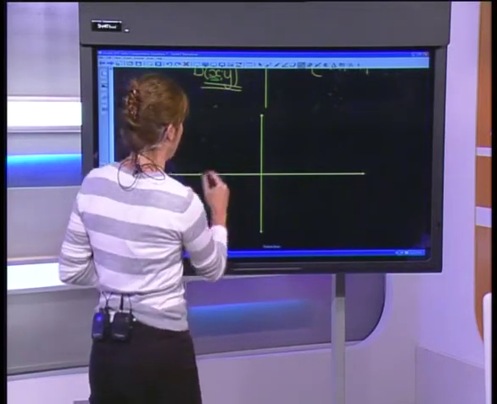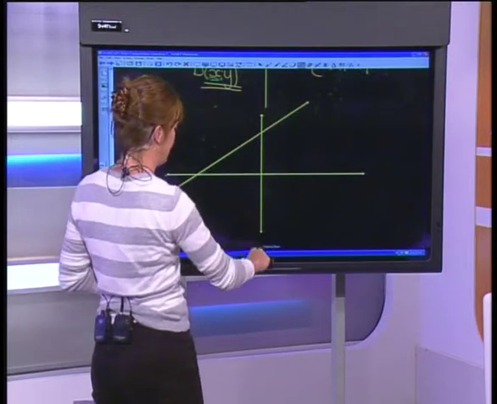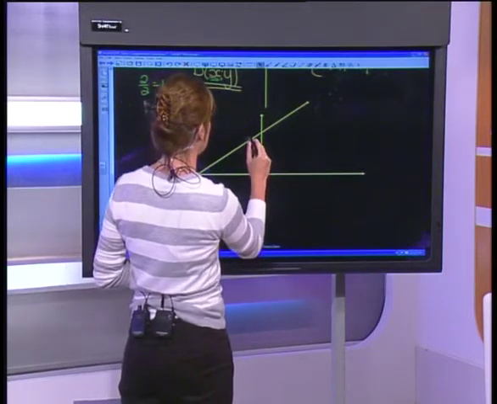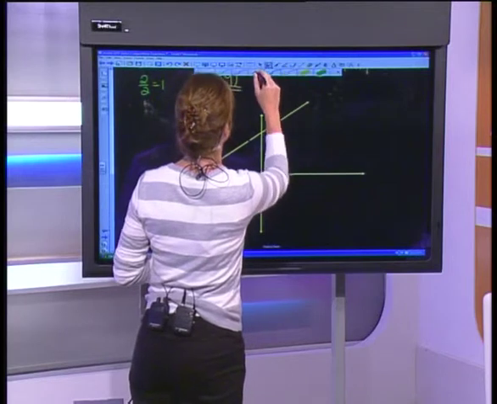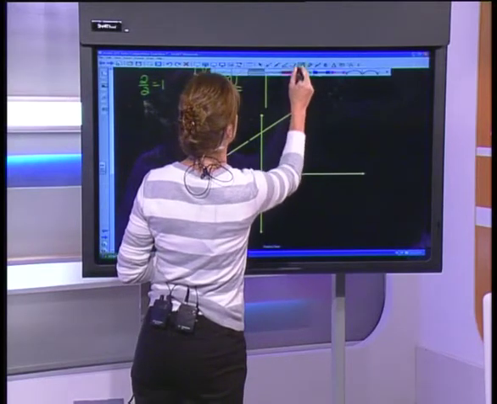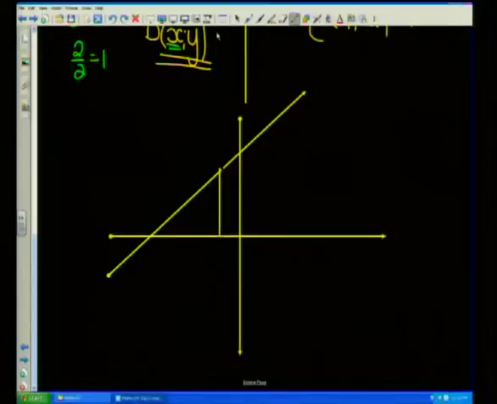The question had a line going like that. It had another line going straight down. These lines were parallel. And it had a theta over here, and there was a theta over there, okay?